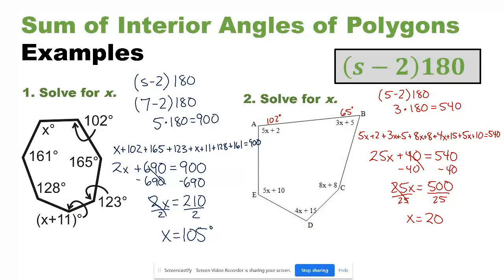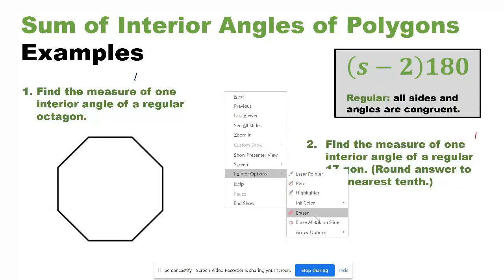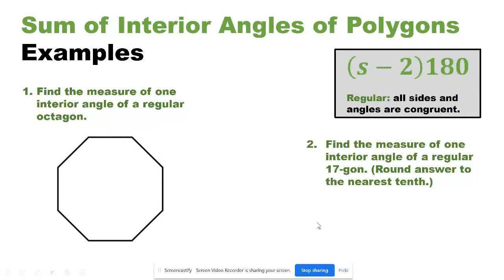So that's one type of problem you'll get, where you have to find the total of all the angles, add the angles together, and then solve for x. The other type of problem you'll see involves regular polygons. So, a quick refresher on the word regular. Regular means that all the sides and angles are congruent.